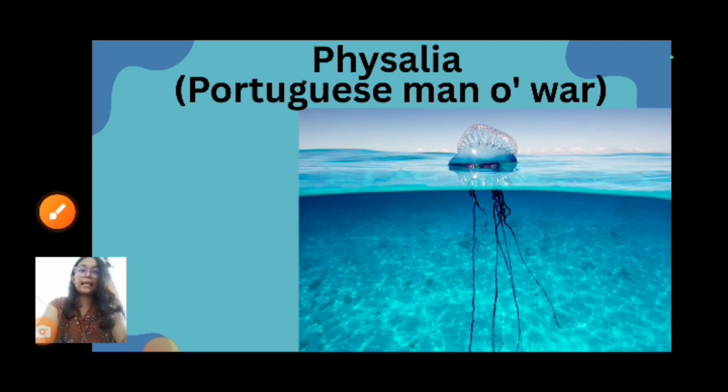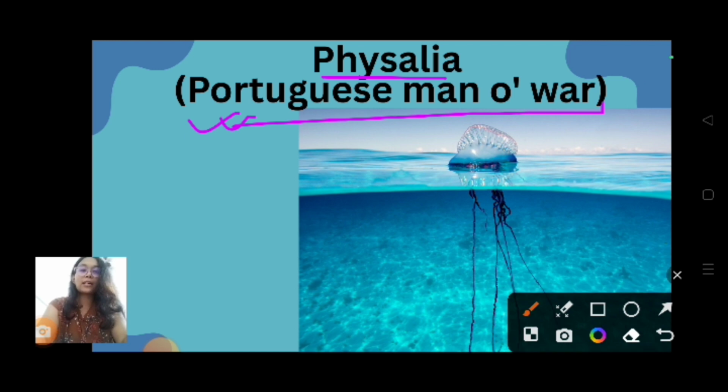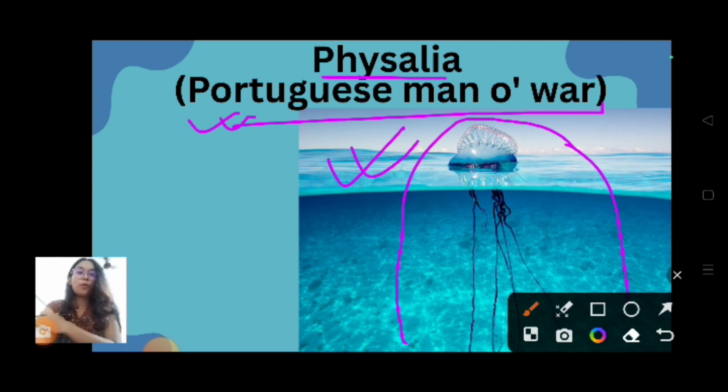Then moving on to the next slide, Physalia, which is known as Portuguese man of war. Why is it known as Portuguese man of war? Because it looks like a Portuguese ship, which is sometimes visible and sometimes not visible. Some theories are there. So that's why it is known as Portuguese man of war. Is it clear? You have to know the examples properly and not get confused.